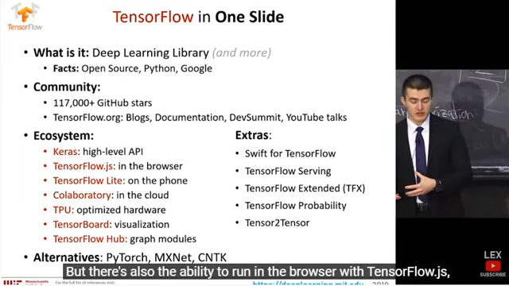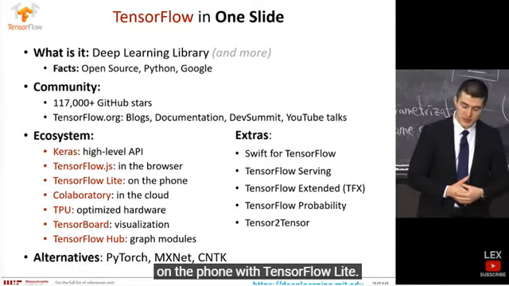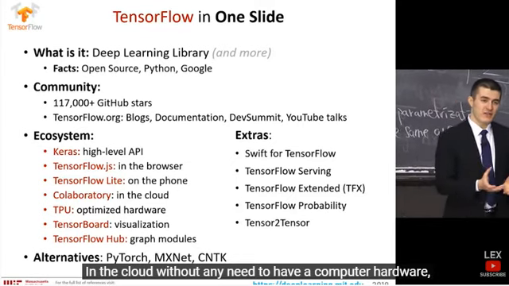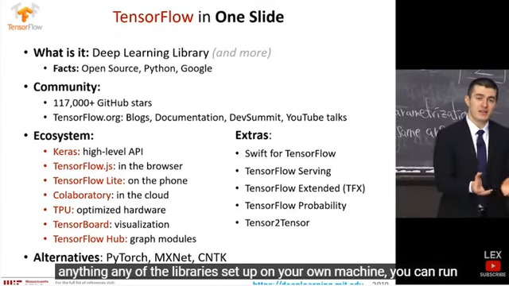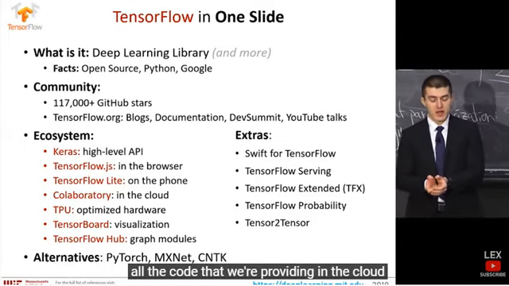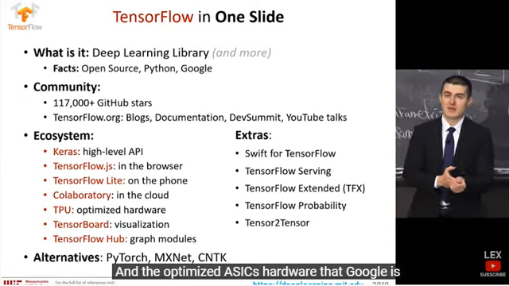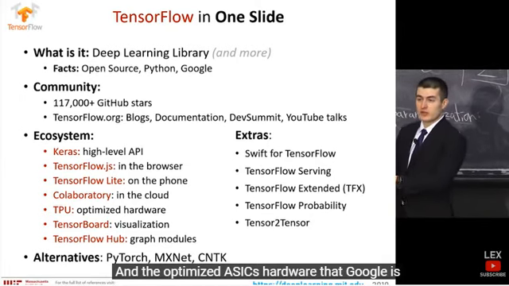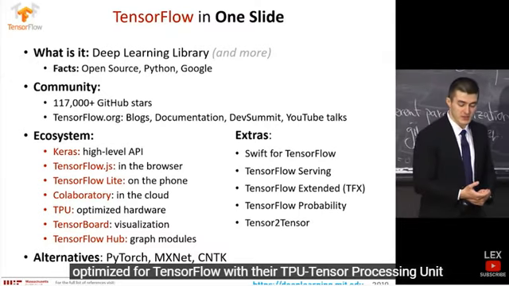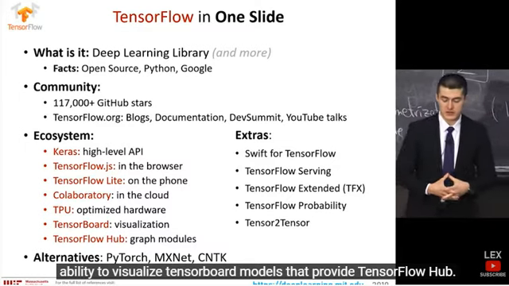But there's also the ability to run in the browser with TensorFlow.js, on the phone with TensorFlow Lite, in the cloud without any need to have a computer, hardware, or any of the libraries set up on your own machine. You can run all the code that we're providing in the cloud with Google Colaboratory, and the optimized ASIC hardware that Google has built for TensorFlow, the TPU, Tensor Processing Unit, the ability to visualize with TensorBoard, and models are provided in TensorFlow Hub.